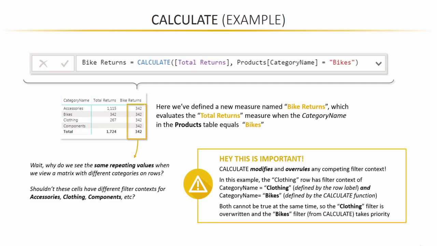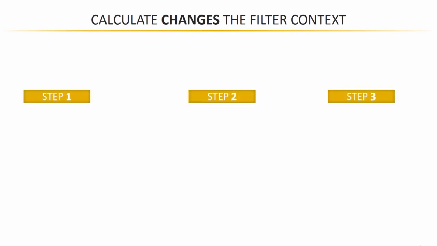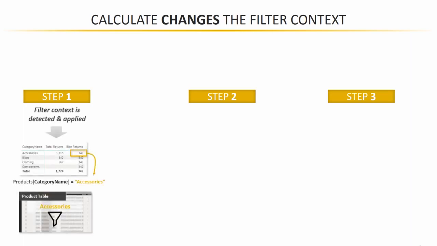Now, it may be helpful to revisit the step-by-step measure calculation that we walked through earlier in this section. So remember, there were 3 steps there to every measure calculation. It started with the filter context being detected and applied. So in this case, we're looking at the accessories row in that same example. So Power BI says, okay, we're in the accessories row. The matrix row labels have passed us filter context that says product category name should equal accessories. So go ahead, head to the product table and filter that down to just accessories rows.